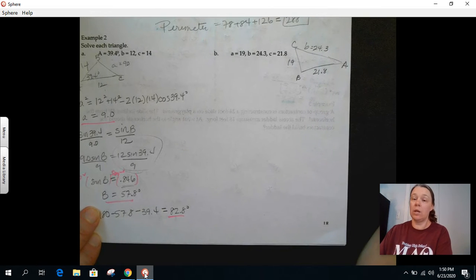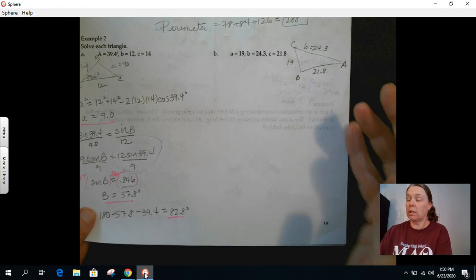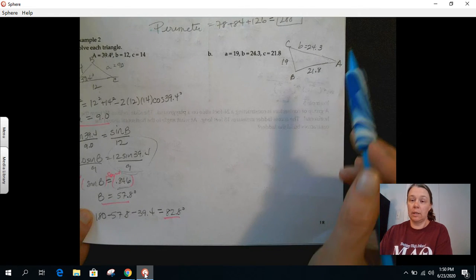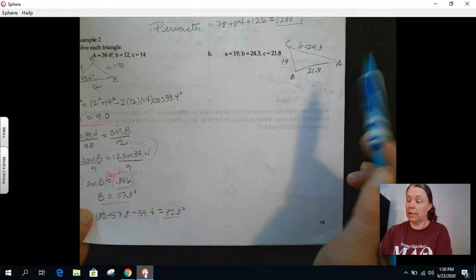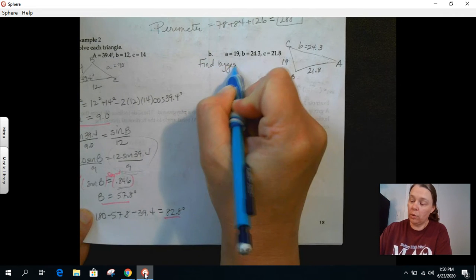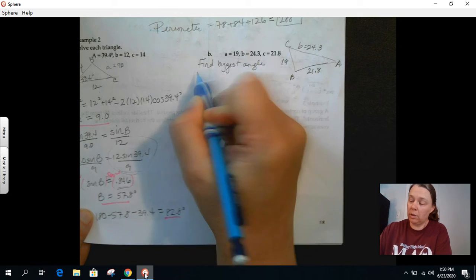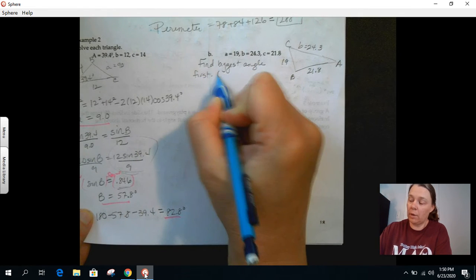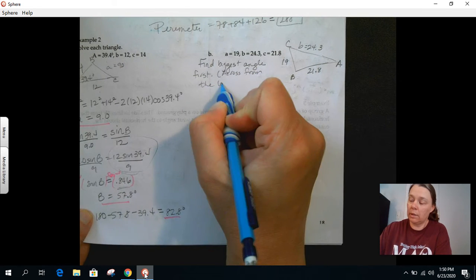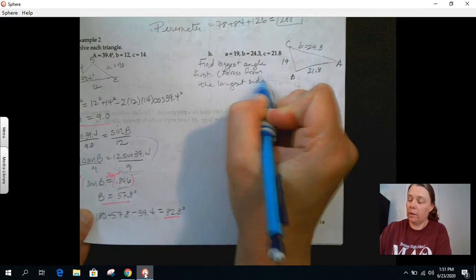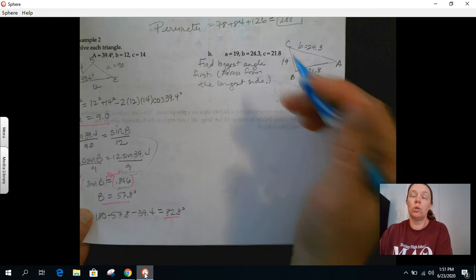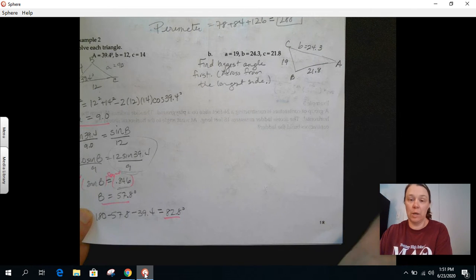Okay. The big thing here is you always need to start with the biggest angle that you find first. And the way you're going to know that you're finding the biggest angle is that the biggest angle is always across from the longest side. Okay, you need to do this to avoid having a two triangle side-side angle situation.